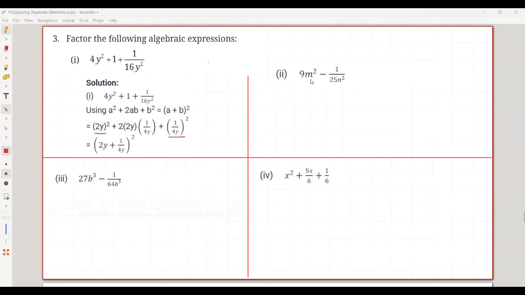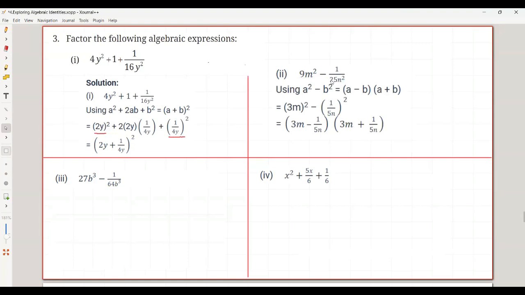So here only two terms, a square minus b square. Only two terms we have, so we can go with a square minus b square. The formula is a minus b, a plus b. So we have to write 9m square in the form of a and b. 9m square we can write as 3m the whole square minus 1 by 25n square as 1 by 5n the whole square.